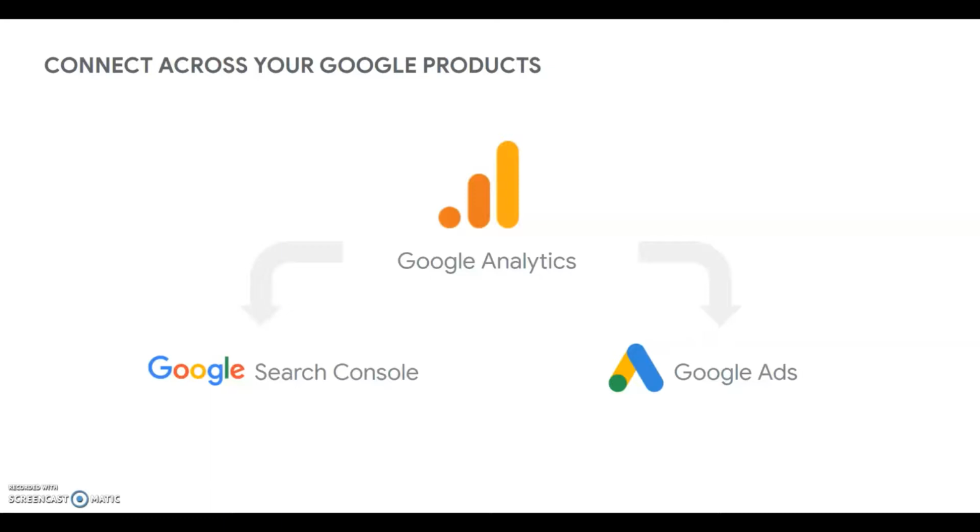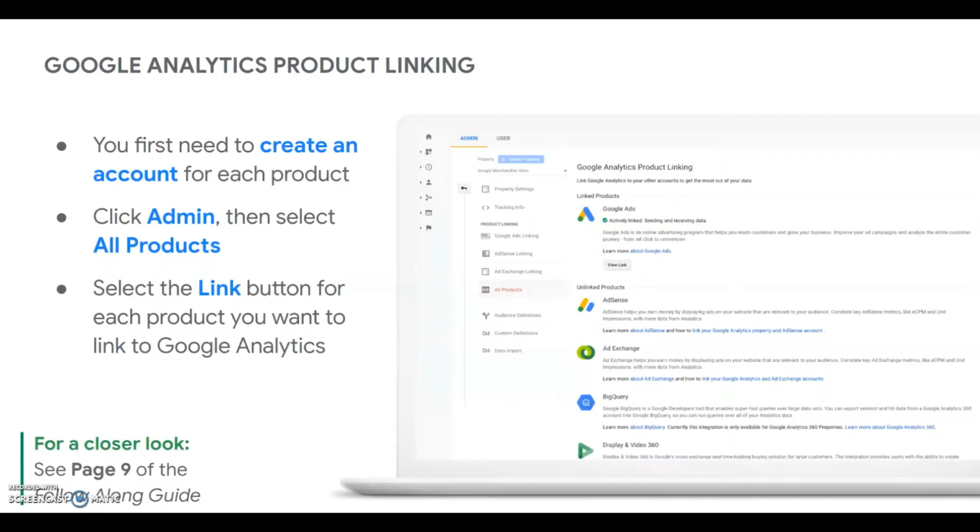There are several products that you can link to your Google Analytics account, but we only mention two of the more widely used ones here. To link Google products to Analytics, you must first create an account for each product you want to link. Once your account is set up, you can head over to the Admin section of Analytics. From there, click the All Products selection under the Product Linking heading in the Property section. Here, you can click the Link button for each product you want to link to Analytics. The process for each product will vary slightly, but they all involve inputting or selecting the account you want to link to your Analytics account.